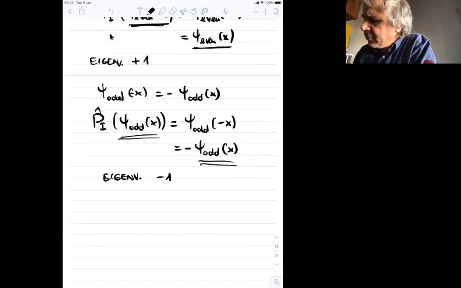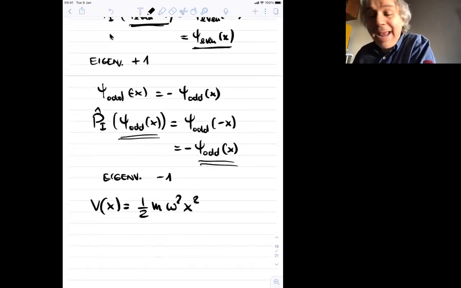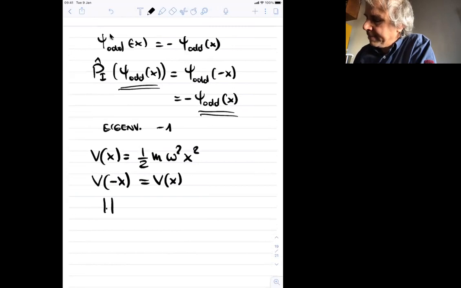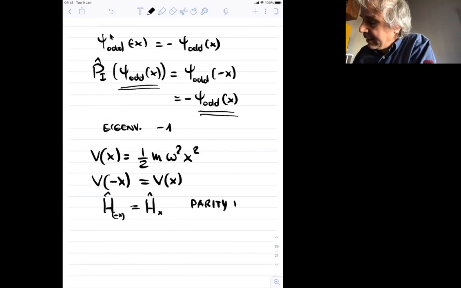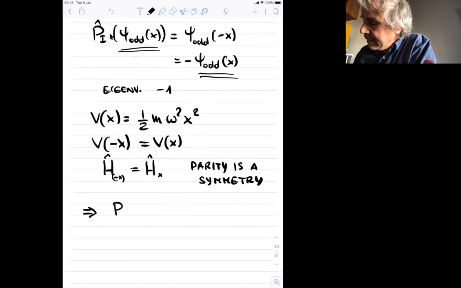Suppose I take, for instance, V of x equal to 1/2 m omega squared x squared, or in fact any even potential, so V of minus x is equal to V of x. Therefore, the Hamiltonian in the transformed variables, so in the minus x variables, and the Hamiltonian in the x variable are absolutely identical. So you say that parity, or inversion, is a symmetry. Okay? So according to our theorem, then this inversion symmetry, the parity operator, commutes with the Hamiltonian.